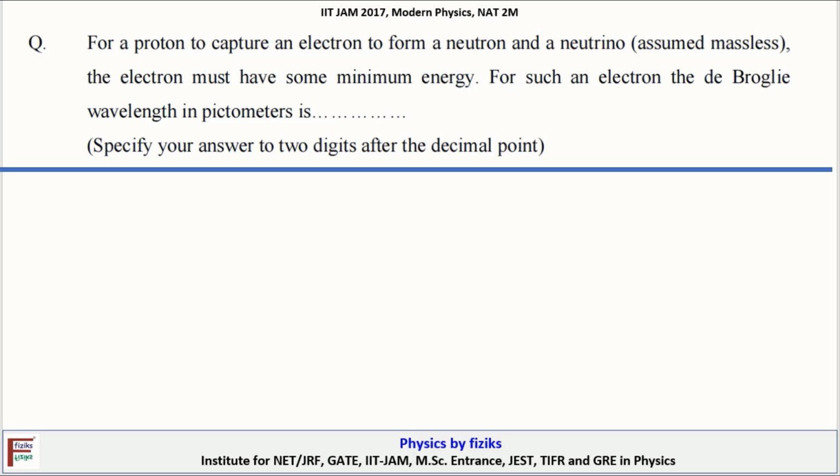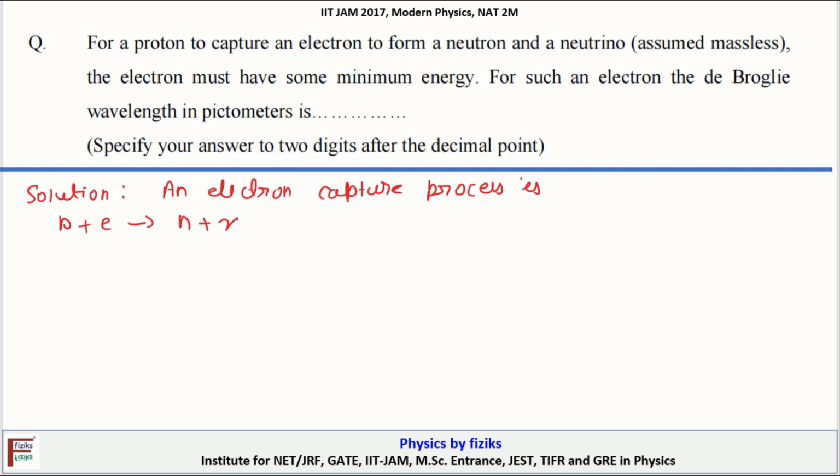For a proton to capture an electron to form a neutron and neutrino, assumed massless, the electron must have some minimum energy. For such an electron, the de Broglie wavelength in picometer is? Now, let us first understand this reaction. An electron capture process is p + e gives us n + neutrino.